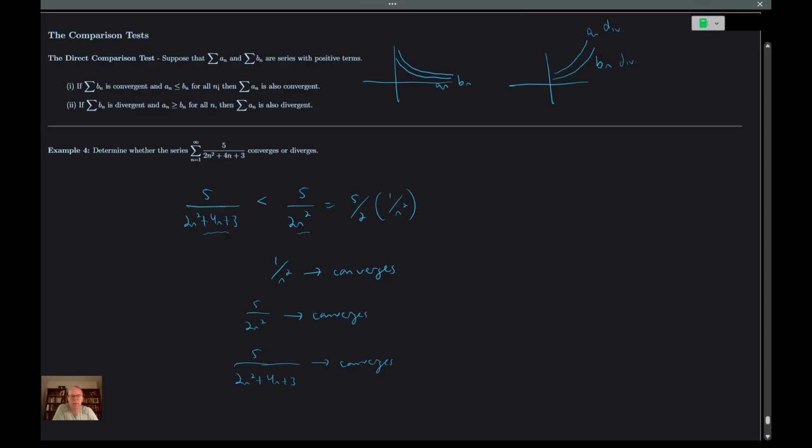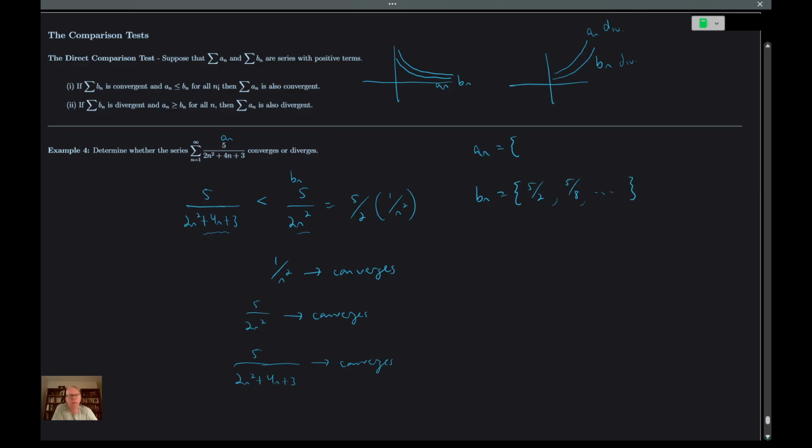All the terms in this are smaller than all the terms in this. I didn't write out the terms, but you could figure them out. If we call this one a sub n and this one b sub n, you could write out a few terms just to be sure that the a is always smaller than b. When n equals 1, we have 5 halves. When n equals 2, we have 5 eighths, and so on.